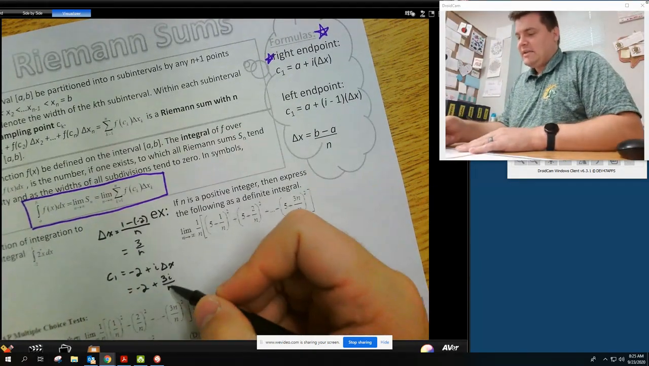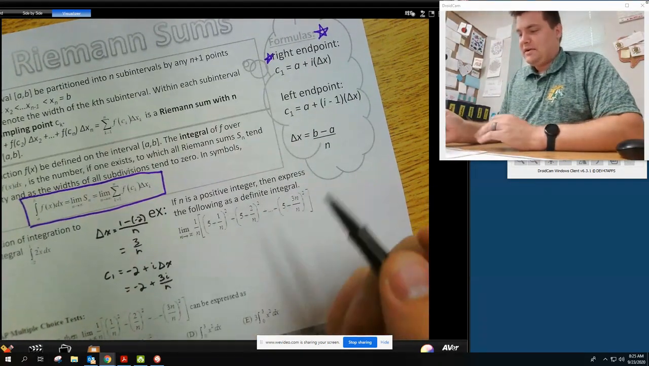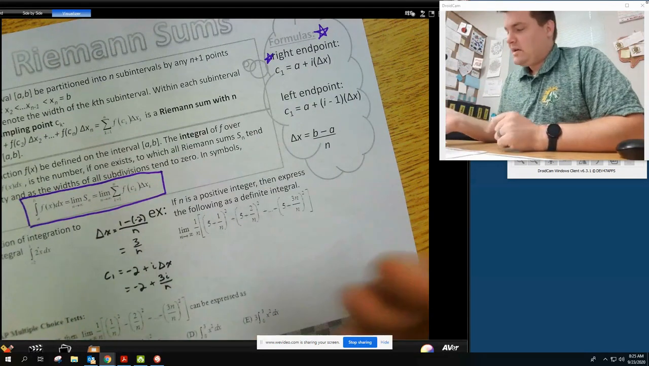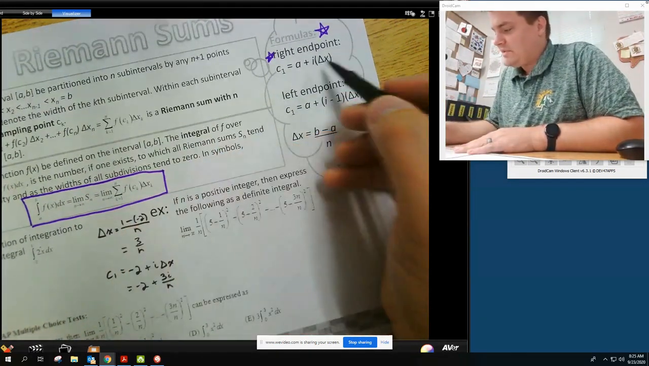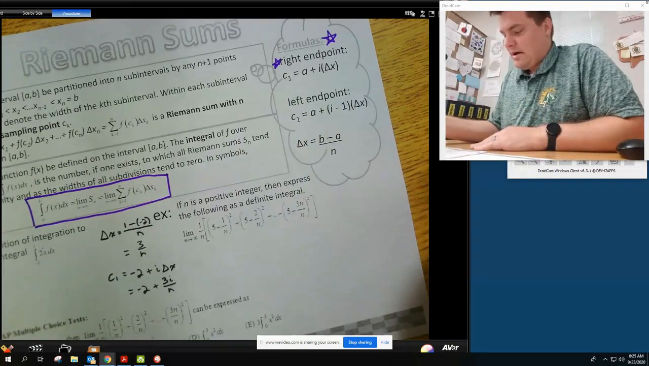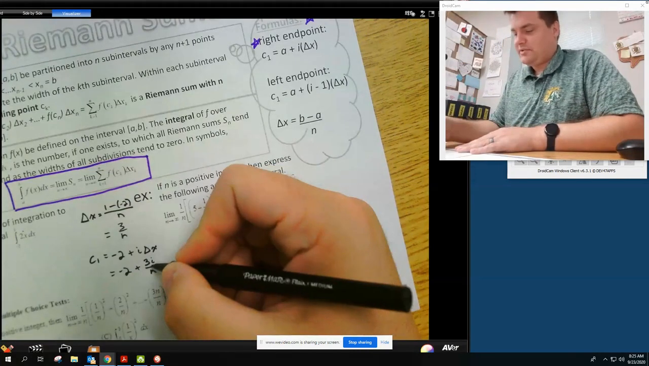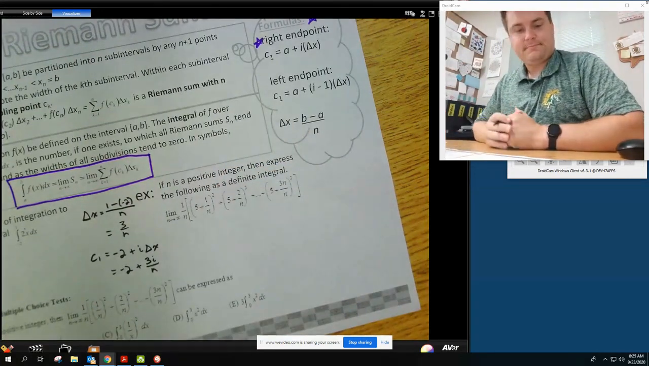Now, i is not like the letter i as an imaginary number. I'm just using it. Well, they use k in this formula right here. You can use k or i. It doesn't really matter. A lot of times they'll go ahead and use i's, so that's what I do. So that's what that is. Okay?